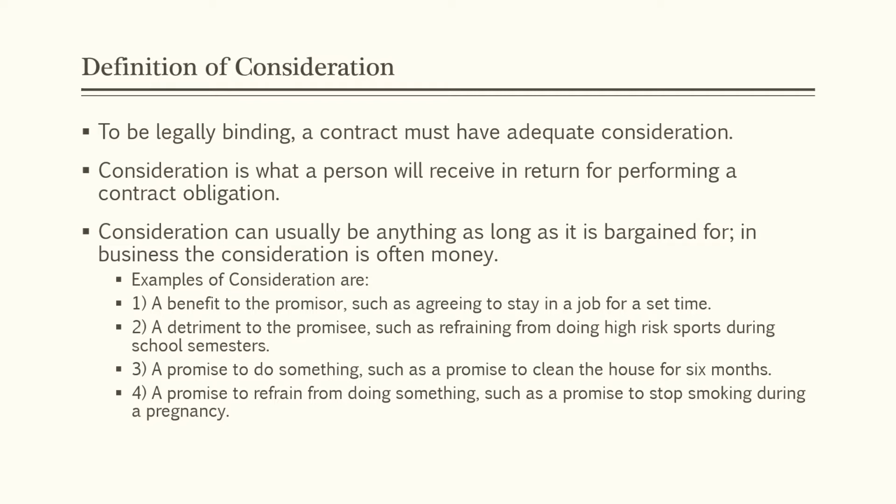Consideration can usually be anything as long as it is bargained for. In business, the consideration is most often money. Here are examples of consideration and the kinds. This is also available in Exhibit 10-1 in your book, but examples of consideration are a benefit to the promisor, such as agreeing to stay in a job for a set time, a detriment to the promisee, such as refraining from doing high-risk sports during the semester, a promise to actually do something, such as a promise to clean the house for 6 months, or a promise to refrain from doing something, such as a promise to stop smoking during pregnancy.